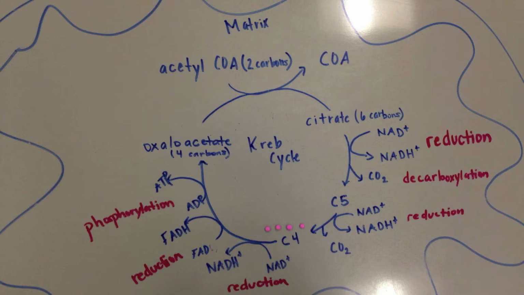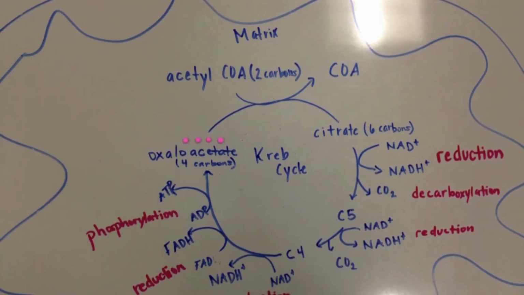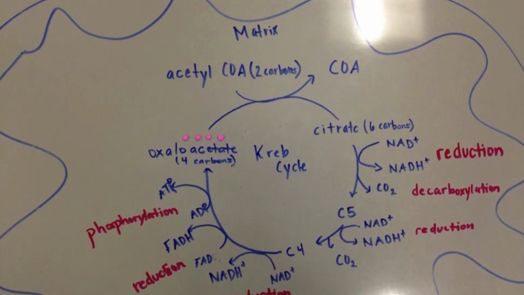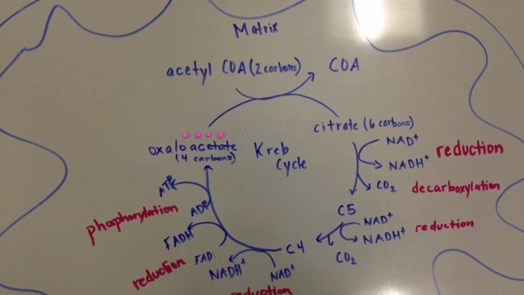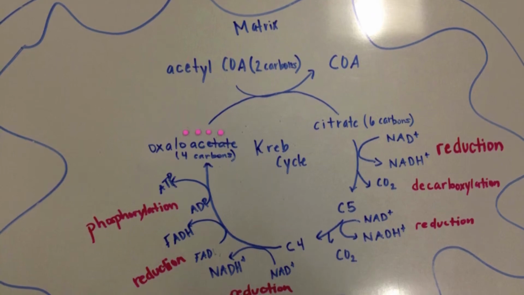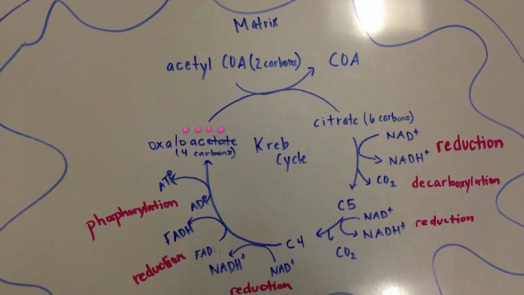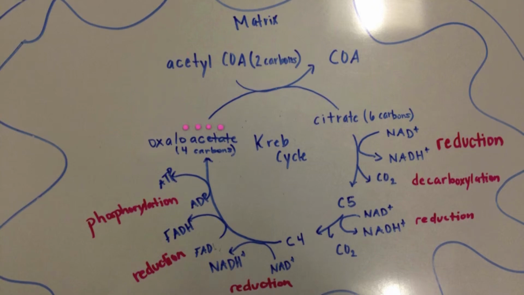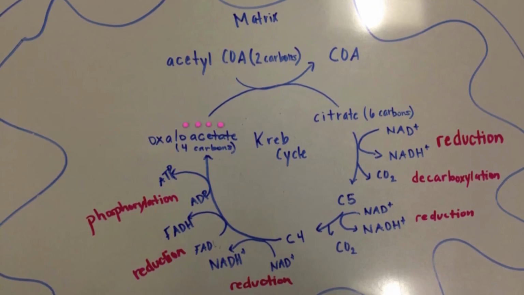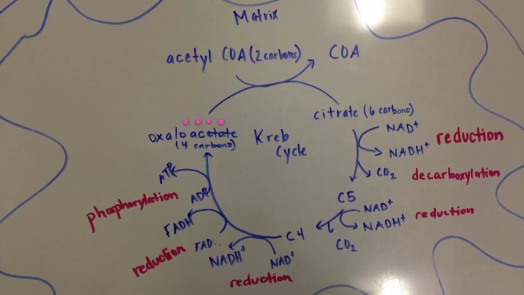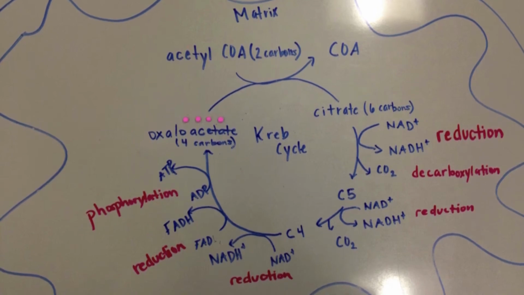So now that we have 4 carbon, it's going to go back to the process of NAD being reduced, making NADH, and then we have a new molecule of FAD. It's also going to be reduced to FADH2, and there's phosphorylation of ADP, adding the phosphate to make ATP. And then after making ATP, we go back to oxaloacetate, starting the Krebs cycle over.